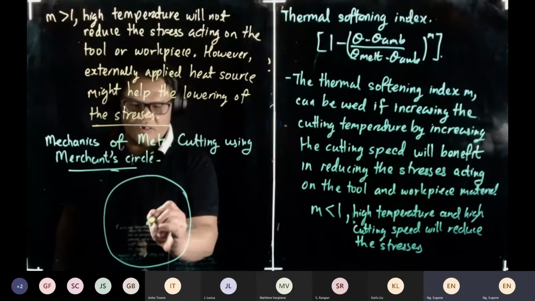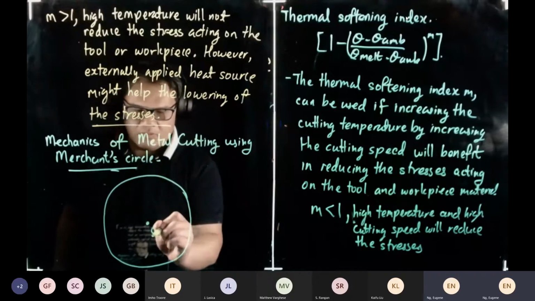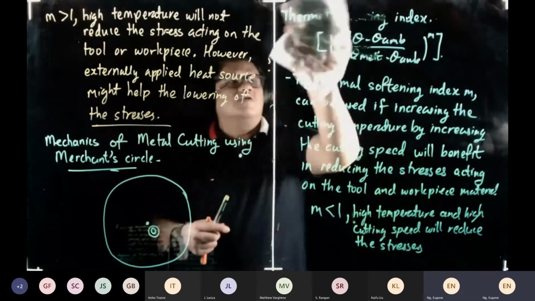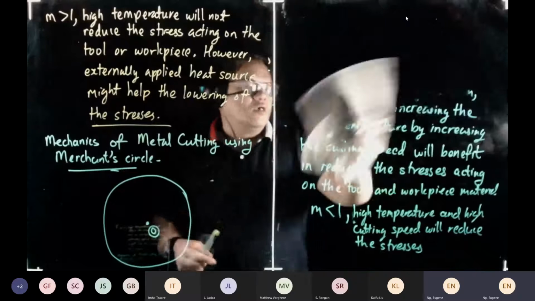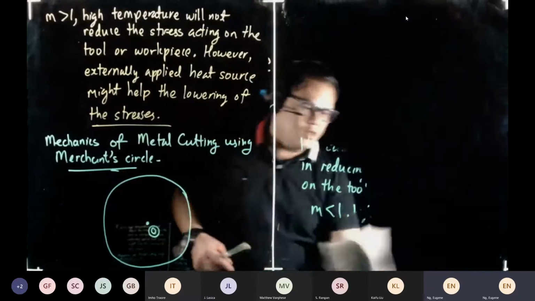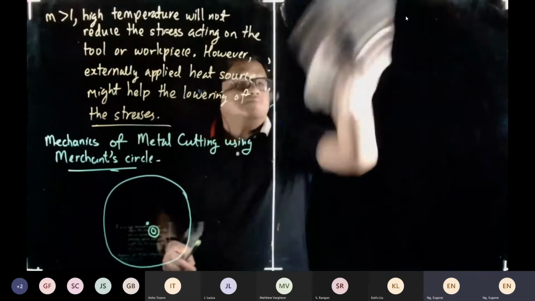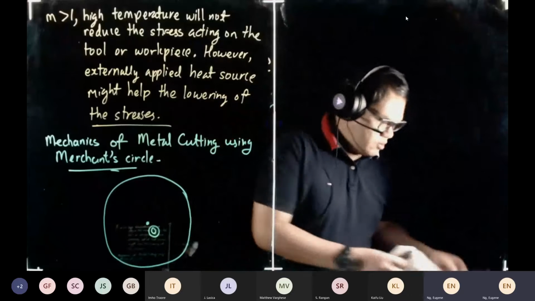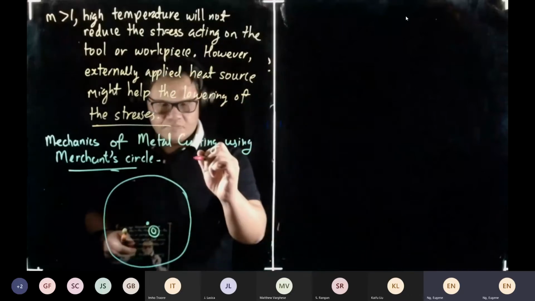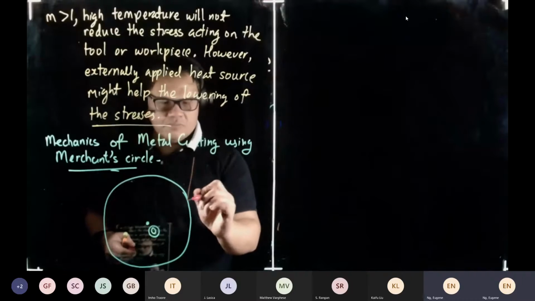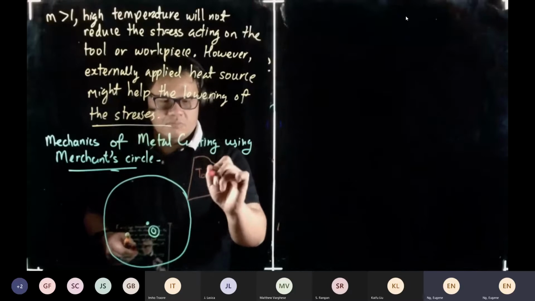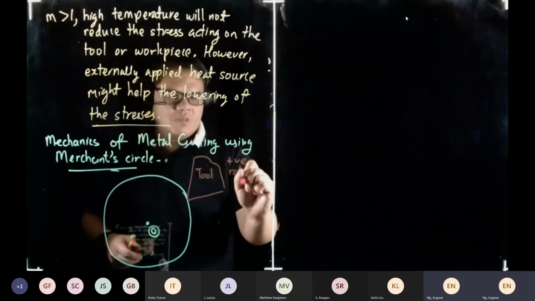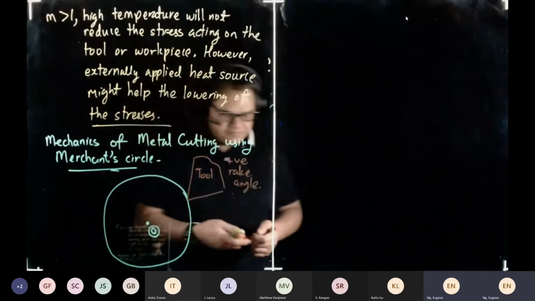I'll try to draw a circle as best as I can. At the center is my point O, the center of my circle. There's going to be a lot of labor, so draw your circle big. I highlight again, draw your circle big. Now we draw the tool. This is for positive rake. You can also draw for negative rake angle, it will still work.